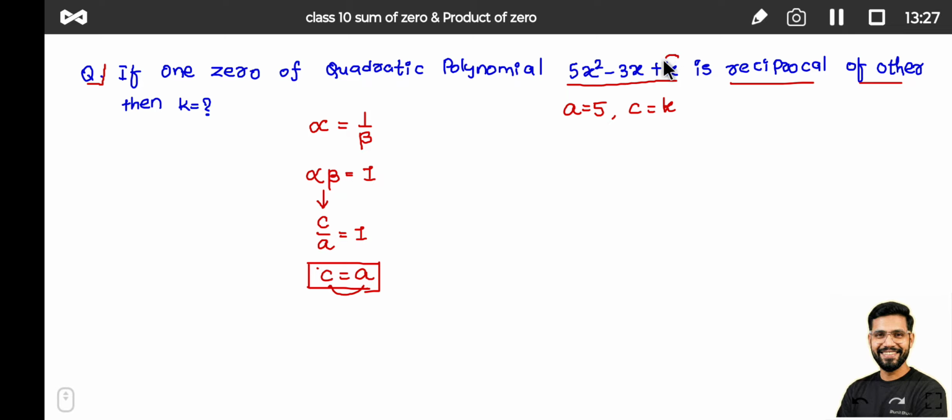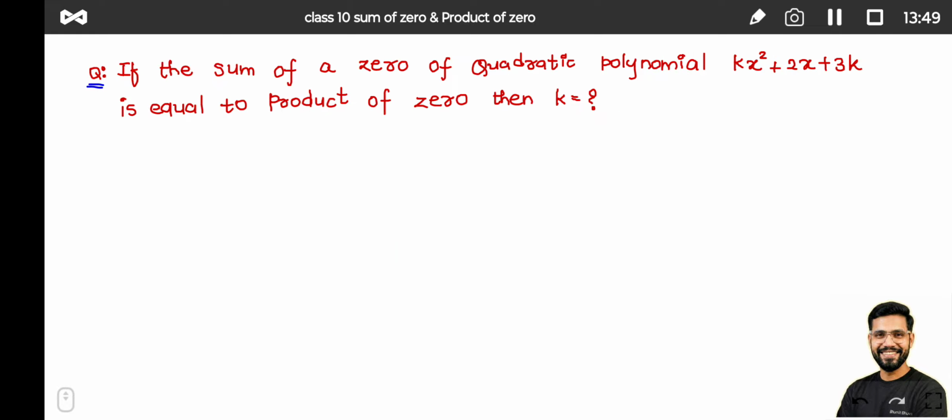Instead of c, the constant term is given as k, and we have to find that k only. So because one zero is reciprocal of the other, the c value must be equal to a. That means c, which is k, is equal to 5. So the correct answer for this question is k is equal to 5. Look at the next question.